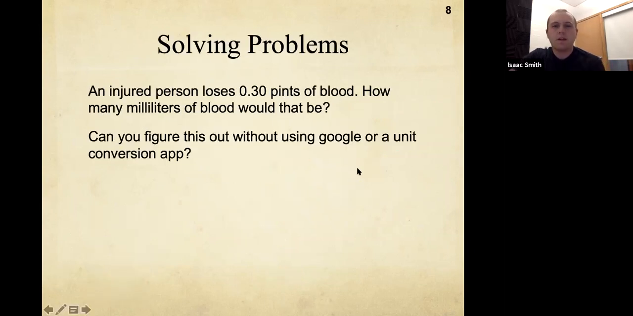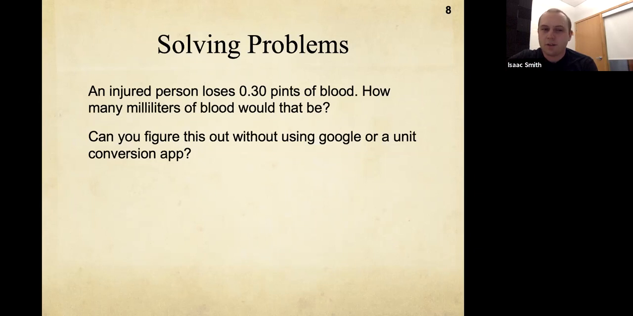Okay. All right, let's look at another problem that we're going to solve. So an injured person loses 0.30 pints of blood. How many milliliters of blood would that be? Okay. So moving away from just talking about sig figs, now we're going to start talking about conversion factors as well. So most of the time when you're doing this, you want to know, oh, pints to milliliters, right? You go on Google and you say pints to milliliters, and then there's a nice little calculator, and you can just enter it in and you can solve it.